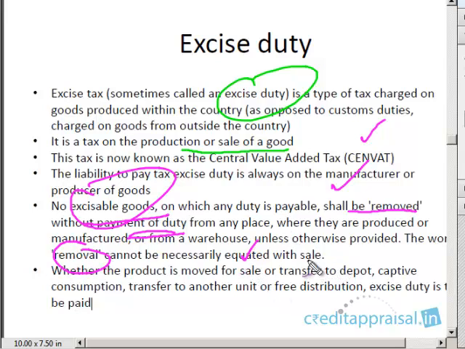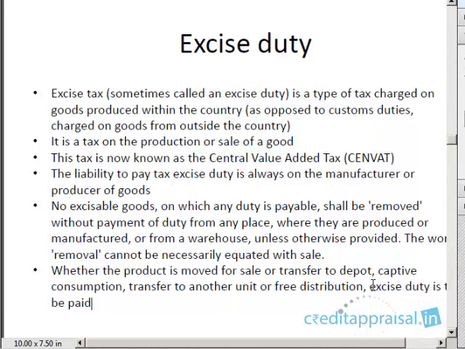Even if you make a sale, or transfer to a depot or cap to consumption, transfer to another unit of your same company, or even free distribution, whatever it is, excise duty is to be paid. Is the point clear? If a good is liable, it's coming under the purview of excise duty. It cannot be removed. Removed in the sense not just sale. All these come under removal, right? The good cannot be removed without payment of duty. So excise duty is a statutory obligation of the company.